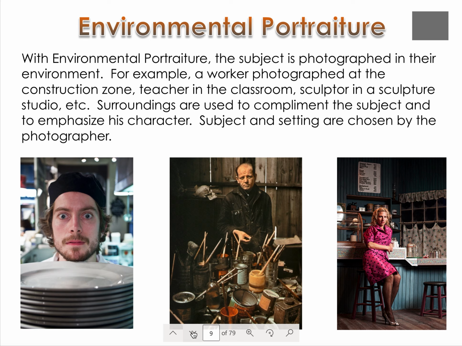When we talk about environmental portraiture, we're talking about people in their element. The chef on the left, the painter in his studio, that actually looks like Jackson Pollock, the waitress in the restaurant. The surroundings are used to complement the subject and emphasize the character of the person. The subject and the setting are chosen by the photographer. You set where you want the subject to be in the environment. This one on the left is meant to be humorous because his head is floating above the plates.